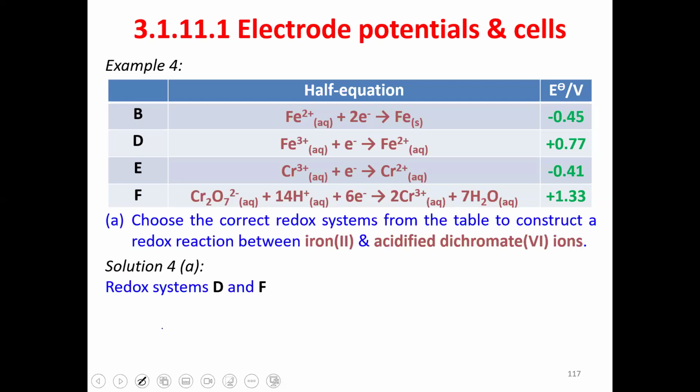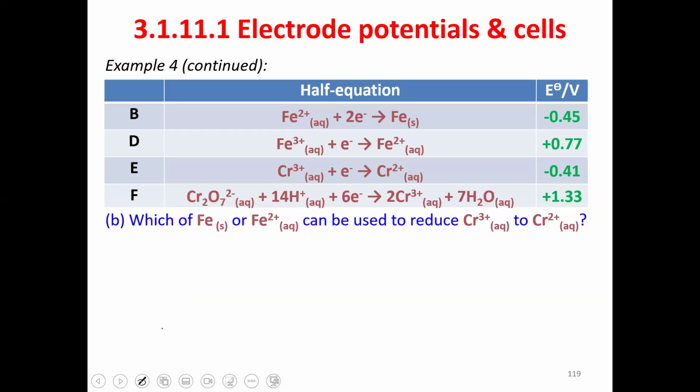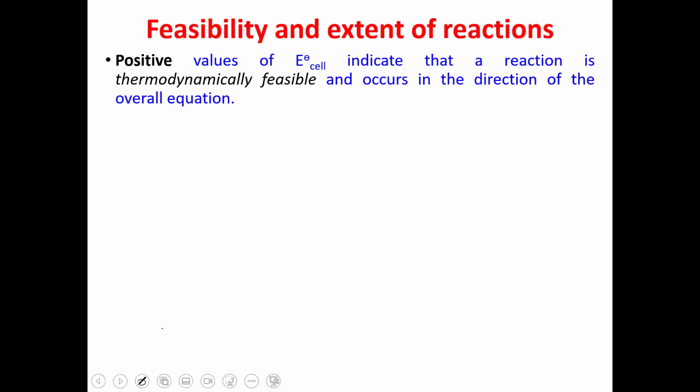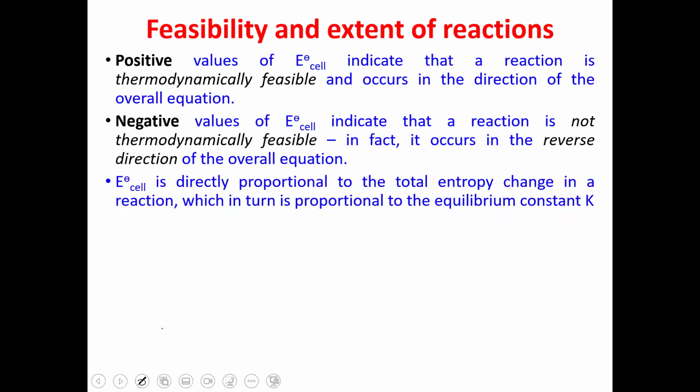And it depends upon whatever we remember, and we can do the same. Look, these are the equations involving the overall potential. Now, the positive and negative values are different because they show the feasibility. E° cell is directly proportional to total entropy change, a very important concept. E° cell is directly proportional to the total entropy change in a reaction.